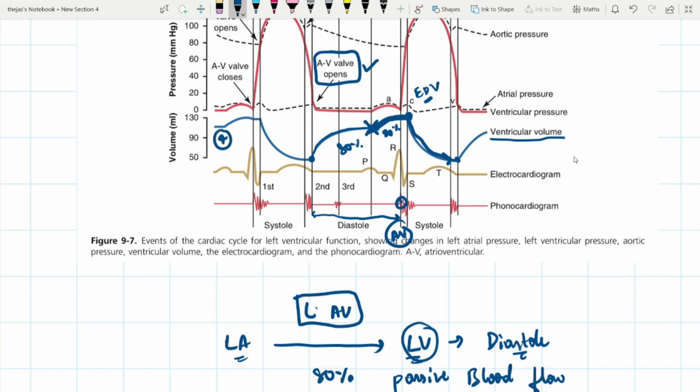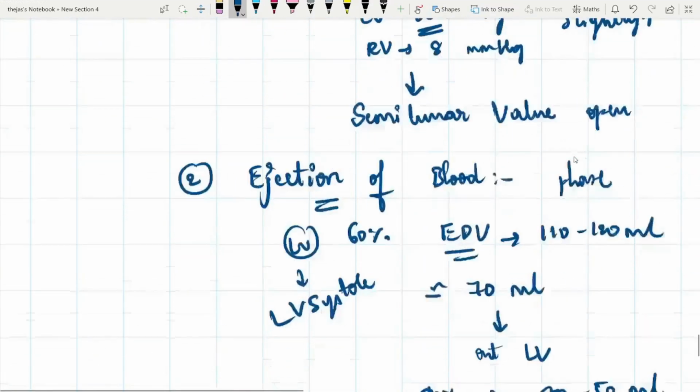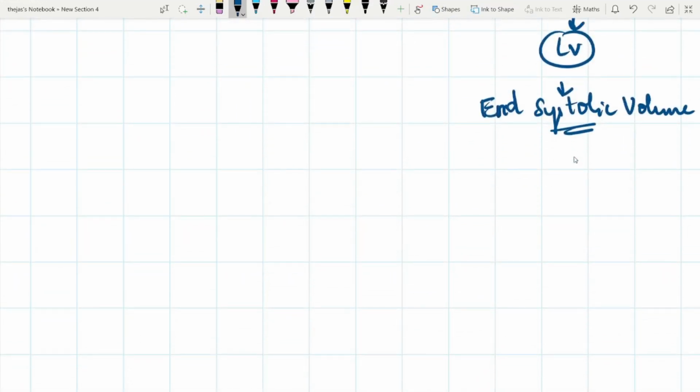So it reaches up to, see this point. It's almost below 50, almost 40 to 50 ml. What is this? End systolic volume, right? End systolic volume. From here, what happens? After ejection of blood, there is closure of which valve? Semilunar valve.